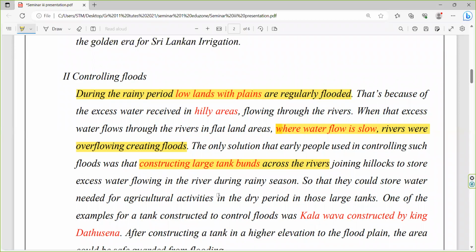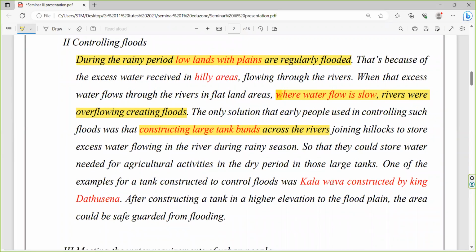One of the examples of a tank constructed to control floods is Kala River constructed by King Rajasthan. Now, this is correct, but this example had not been given in the textbook. Now see, only studying two textbooks is of no use. When writing answers, excess knowledge is needed. How can you find excess knowledge? There are many sources. You have to select the source where you can get more information and knowledge. That is the only method of writing successful answers for history easily.